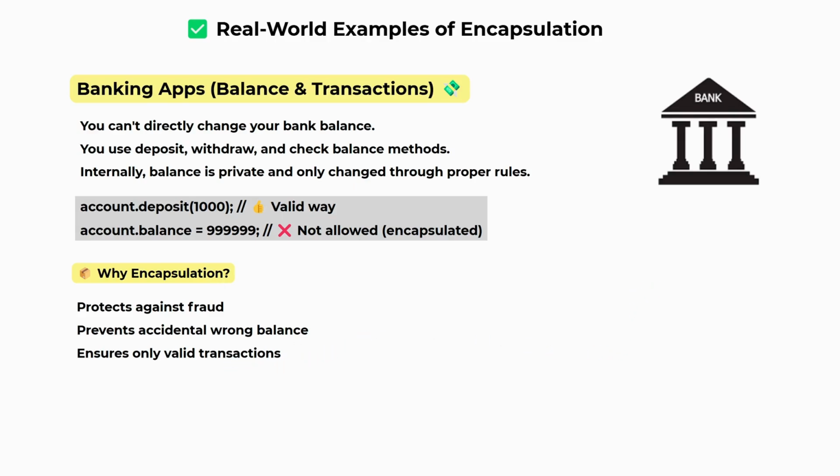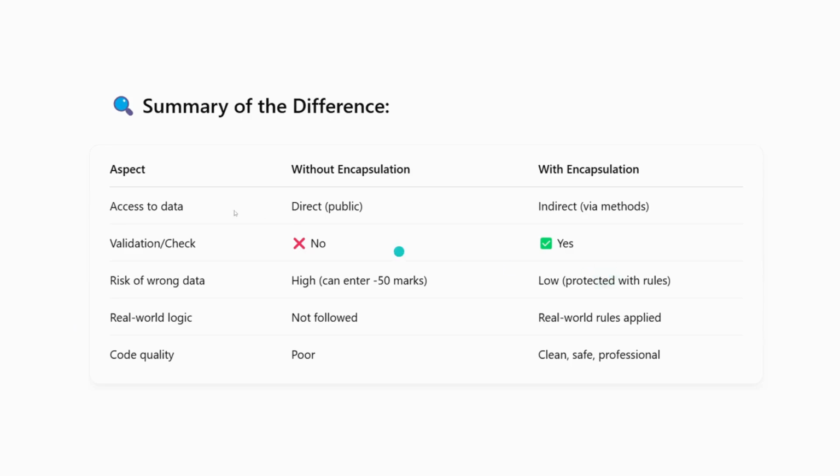Sure. What if encapsulation is not there? Let's understand. Without encapsulation, you can access the data directly, there are no valid checks, and there is no validation. But with encapsulation, we can achieve validations and checks. Without encapsulation, there is a high risk of wrong data. But with encapsulation, it is protected with rules. So the chances are quite low.